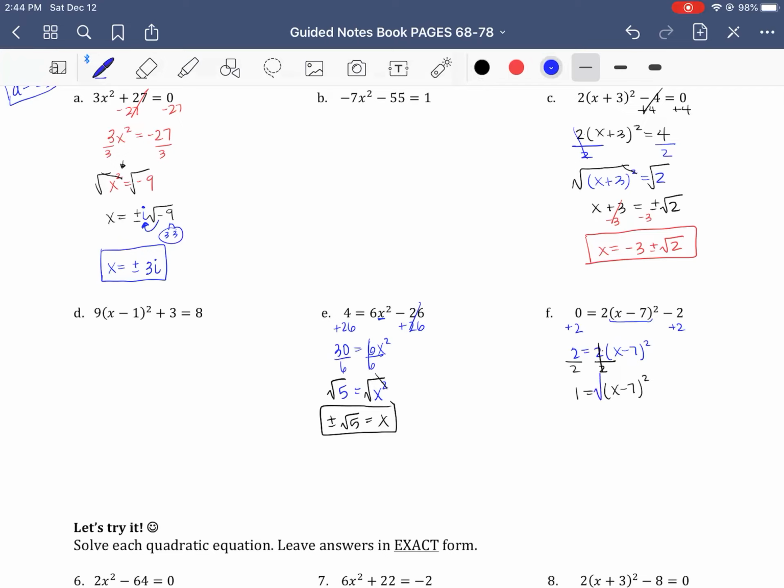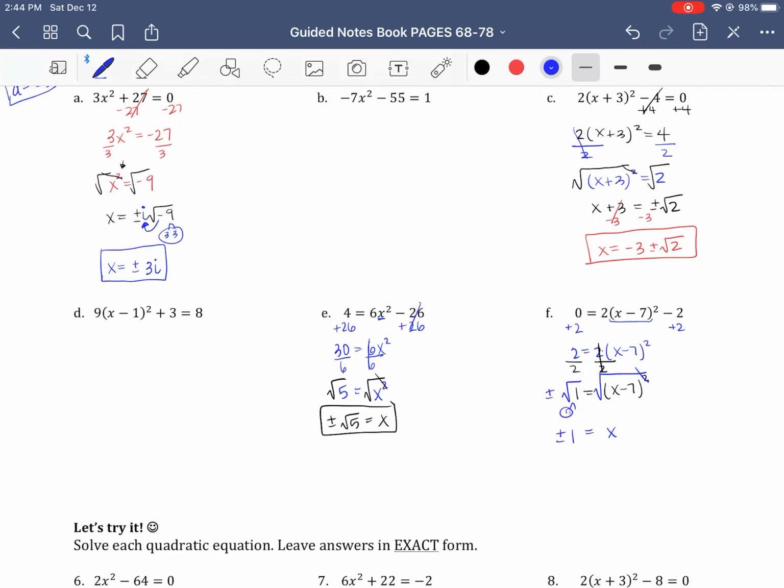Now the squared is the next thing on the outside, so we want to square root both sides to get rid of that. Remember, when you square root the left side, you have to consider the plus or minus solution. Now, the square root of 1 is 1, so really this is like plus or minus 1.